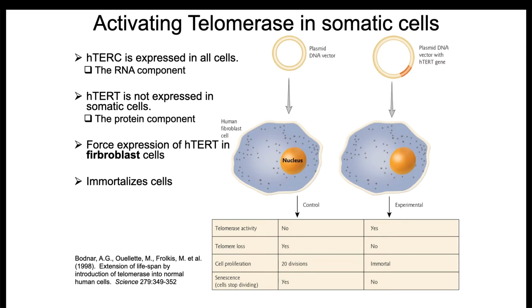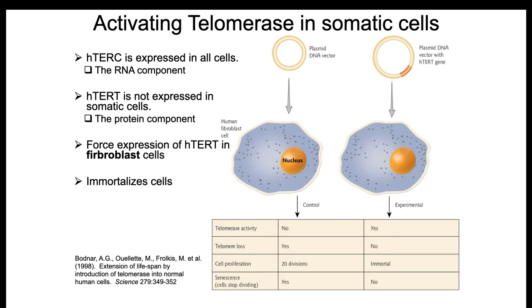Now, they took the same type of cells and they transfected them with an expression vector that contains the hTERT gene under a promoter that is going to be active. So they found that yes, there is now telomerase activity within these cells. They found that there is no telomeric loss. Every time that cell divides, you've got that telomerase that's still active and adding more telomeres. They see that the cell proliferation is what we've referred to as immortal. As long as you keep adding nutrients and growth factors to the media that the cell is being incubated in, it's going to divide, and it never reaches a state of senescence.